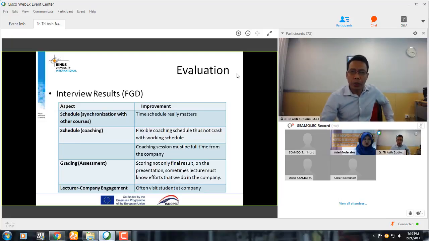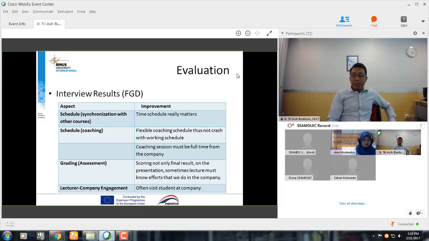In other aspects, they also said some things need to be improved. Among others, the schedule, how their schedule can be more synchronized with other courses. You know that while they are doing the project module, they're still doing some other courses. So they asked that the schedule be more synchronized. Also, the coaching scheduling, they said please do not make it conflict or clash with the working schedule. And they also asked whether the coaching can be done by the company tutor, not by the lecturer.